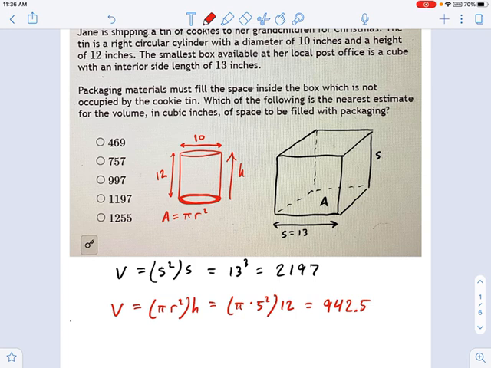So if we're going to take the difference of these two and figure out just how much peanuts you need, well, that's 2197 minus 942. You get something like 1,254 cubic inches. Okay, I don't know why I turned that. Cubic inches, so there we go.